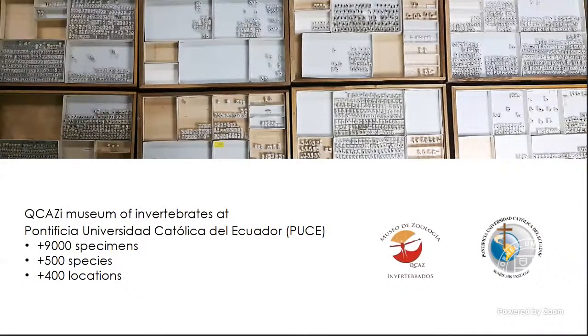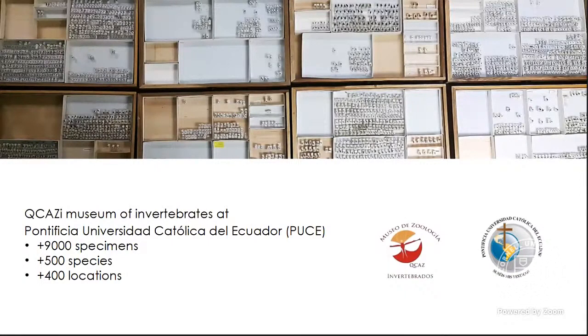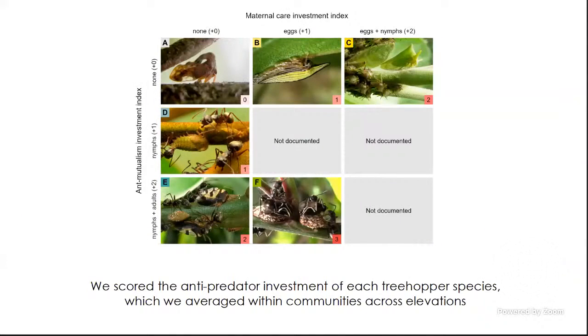To do this, we identified the tree hopper communities occurring across elevations, and to do that, we used the QCAZ museum collection at La Pontificia Universidad Católica in Ecuador. This collection has been recording Ecuadorian biodiversity for over 50 years. It houses over 9,000 specimens of tree hoppers, including more than 500 species collected in over 400 locations all over Ecuador. This is also an institution that is very close to my heart. I've worked there for many years. So this is what we did.